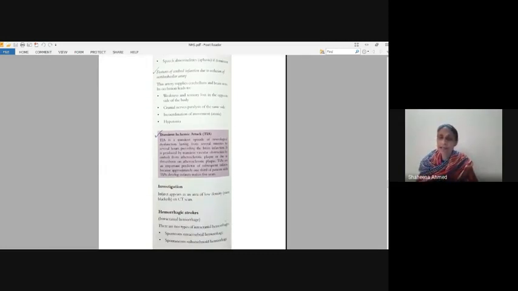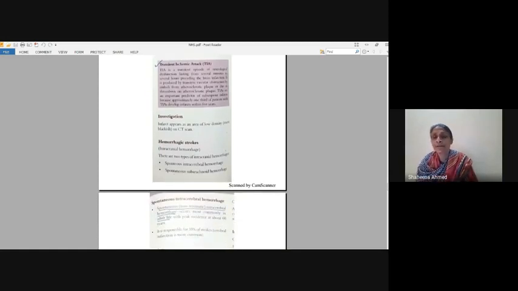Now let's look at the features of the cerebral infarction due to occlusion of the vertebrobasilar artery. This supplies the cerebellum and the brainstem. So what you're going to see here is weakness and sensory loss of the opposite side of the body, cranial nerve paralysis of the same side, incoordination of movement, that is ataxia, and hypotonia.